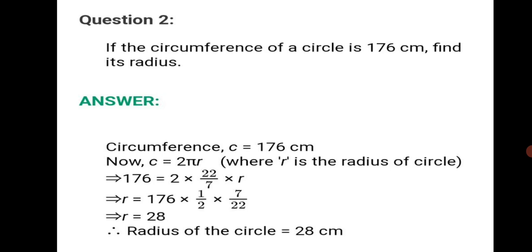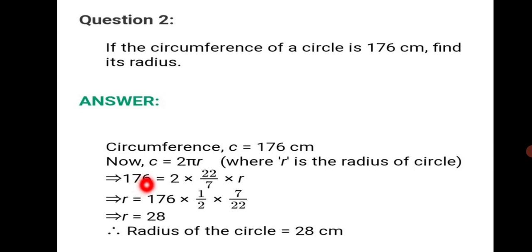So, first write down what is given. What is given? Circumference of a circle is given. So, write down circumference, that is C, is equal to 176 centimeter. Now, we are going to use a radius formula. So, circumference is equal to 2 pi r, where r is the radius.